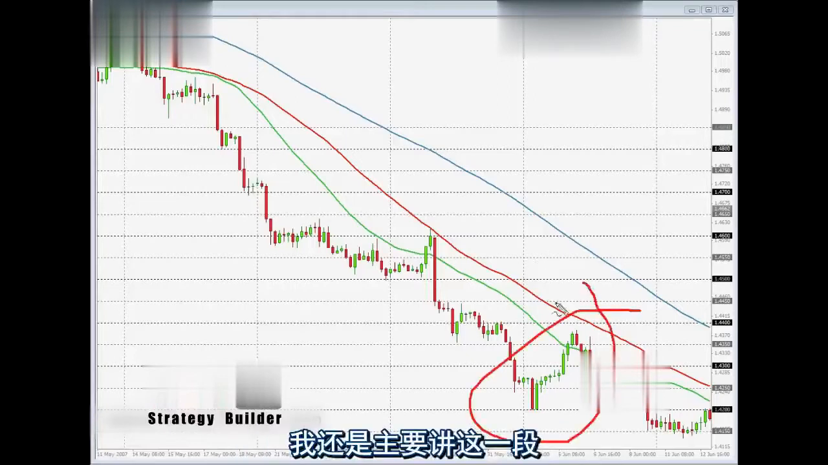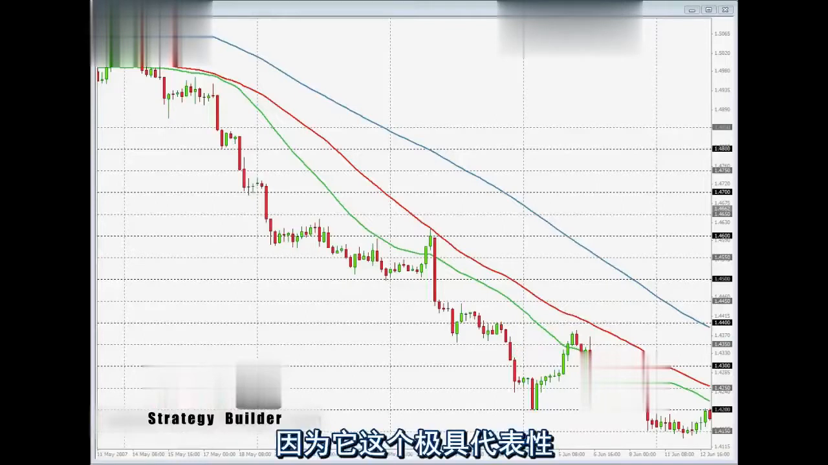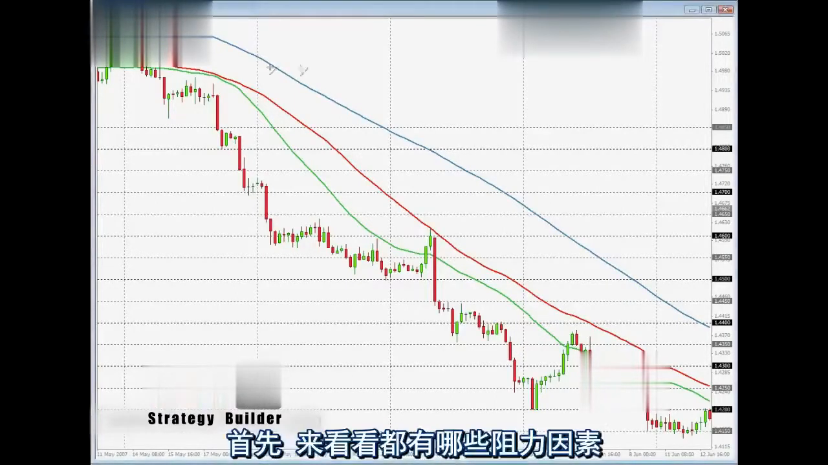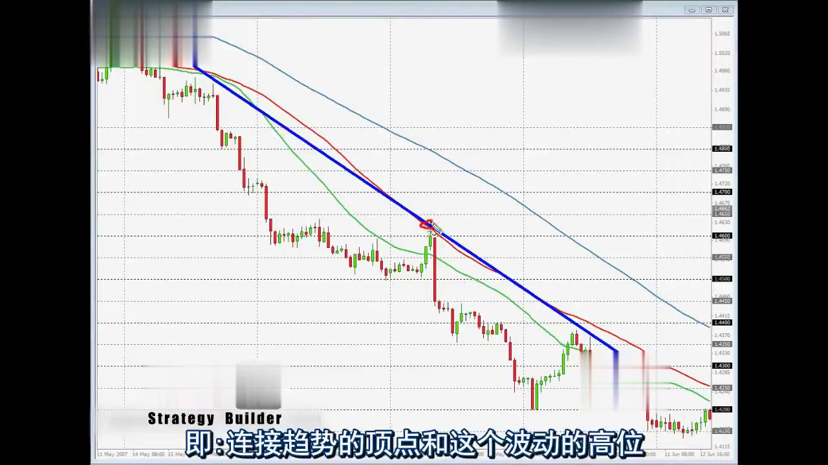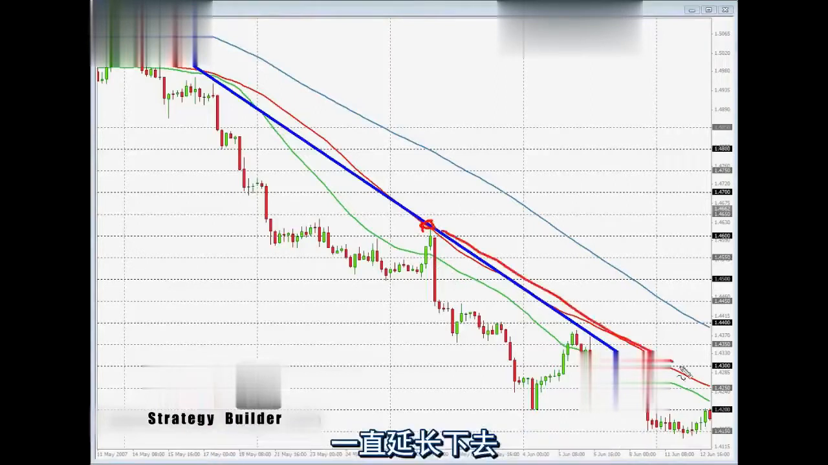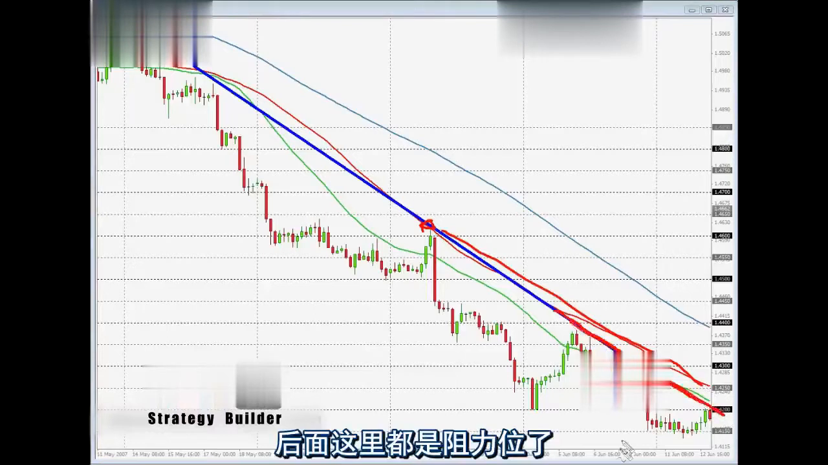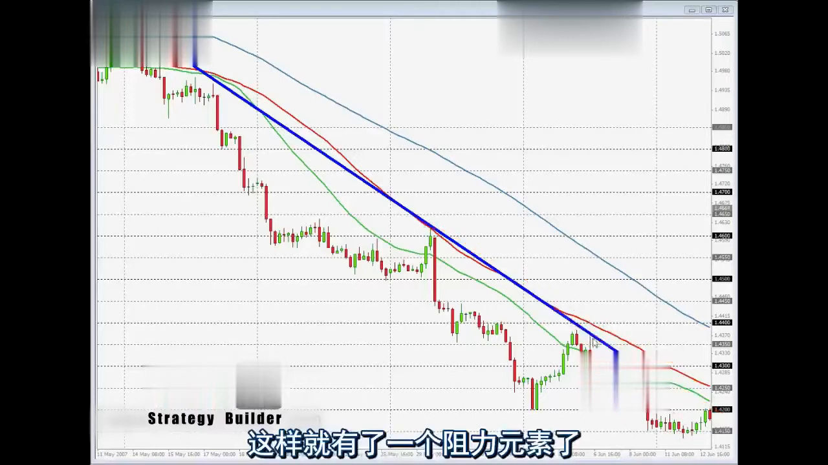I'm going to be focusing on that swing, because it's a prototypical bearish 1, 2, 3 formation. First of all, we study the different elements of confluence of resistance that we have. We have this downtrend, linking the top of the trend with the previous swing high, and we project it, and all this area around here is meant to work as resistance, like in any other trend line case. All right, so we have one element there. What else do we have?